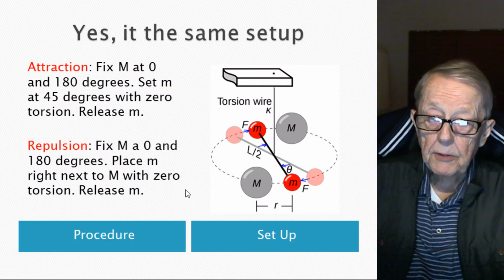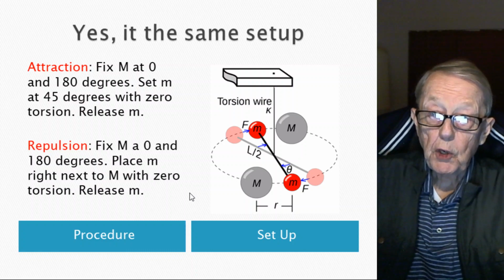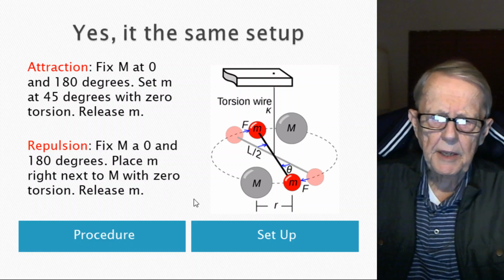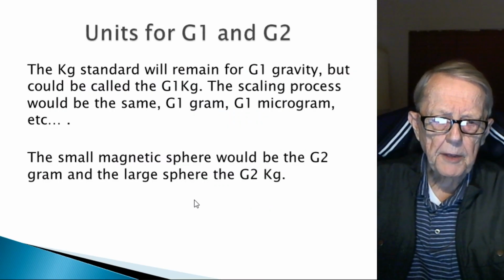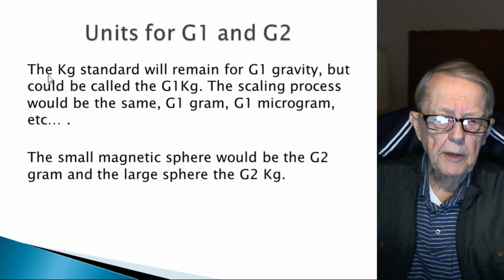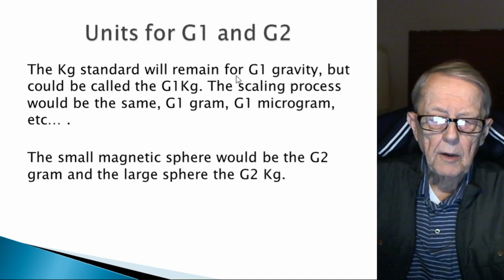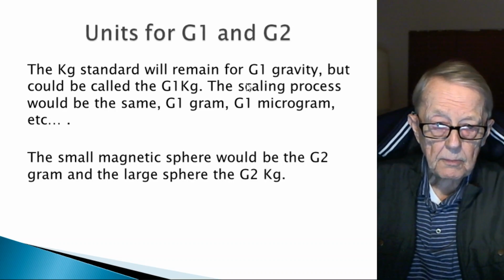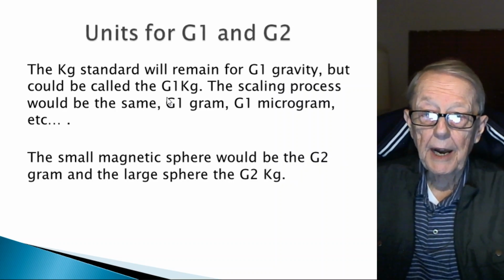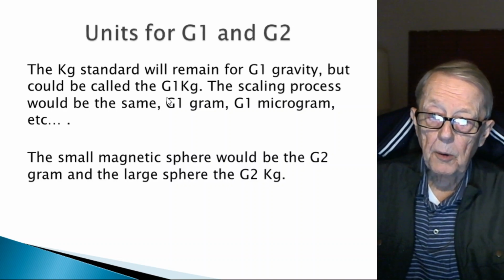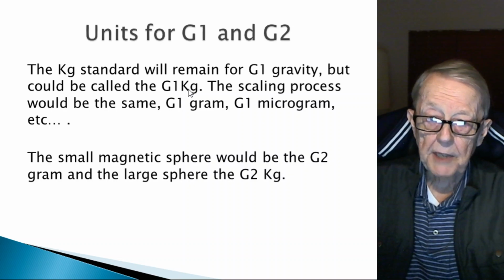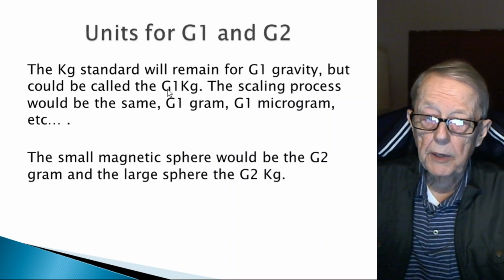Well, it's kind of interesting that you could do something like that. Now, whether that gets the results you really need, let's talk about that. Well, the units for G1 and G2, the kilogram standard will remain for the G1 gravity. So, but it could be called the G1 kilogram if you really adopted the particle model standard. It's really a standard, and it's the kilogram standard and it's for G1 gravity.